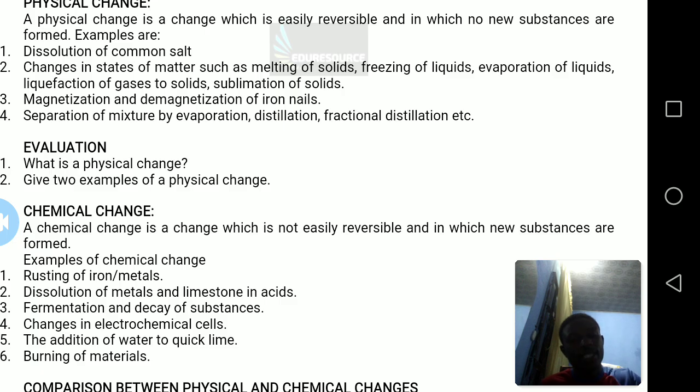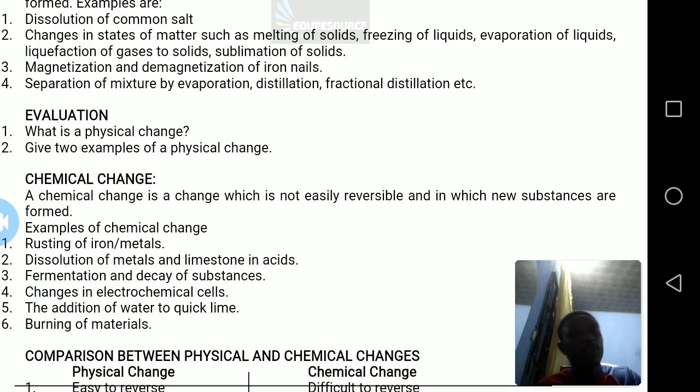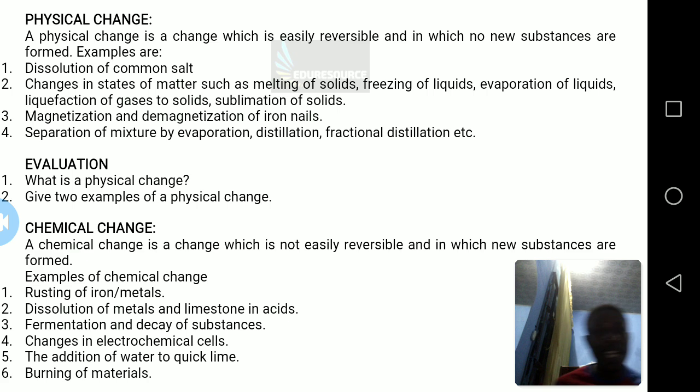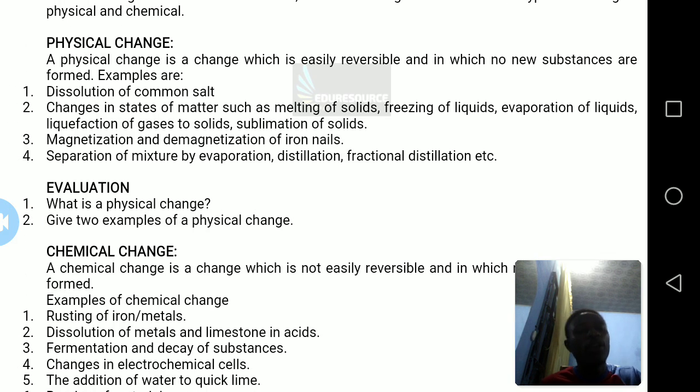Okay, let's carry on. Chemical change. We are done with physical. Are we done? We're not done. There's more examples of physical change. I'll just read through. There's magnetization and demagnetization of iron nails. That's another physical change. That's number 3 example of physical change. And number 4, final one, separation of mixture by evaporation, distillation, fractional distillation, etc.